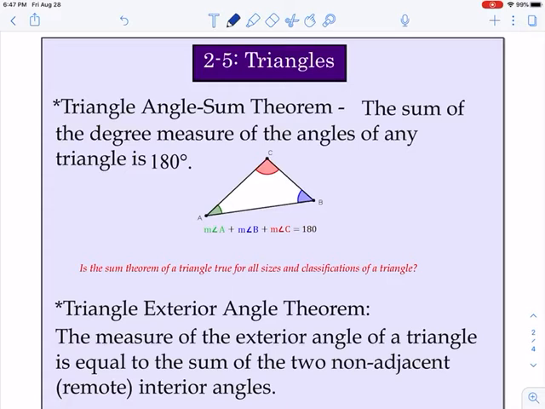Okay, so the triangle sum theorem. The sum of the degree measure of the angles of any triangle is 180. So if you take in the picture below angle A and add it to the measure of angle B, and then add that to the measure of angle C, it has to equal 180. And then in red below that, it says, is the sum theorem of a triangle true for all sizes and classifications of a triangle? And yes, it is. No matter how big or small your triangle is, or if it's an obtuse triangle, an acute triangle, a right triangle, it doesn't matter. All three angles are always going to add up to 180 degrees.